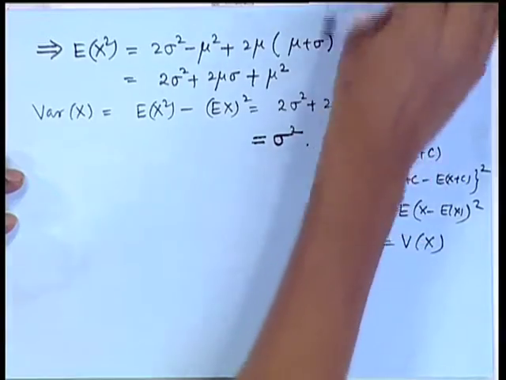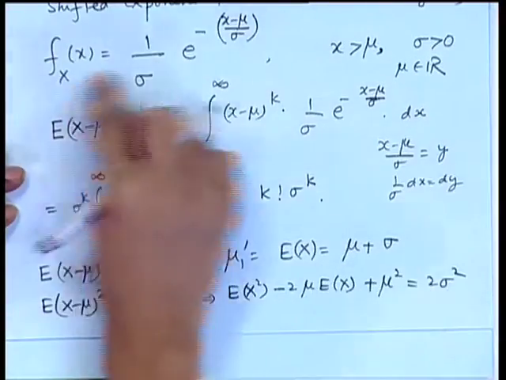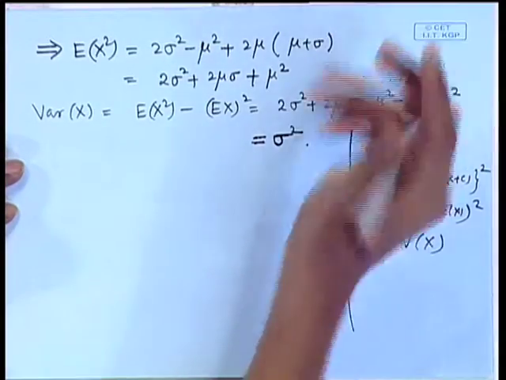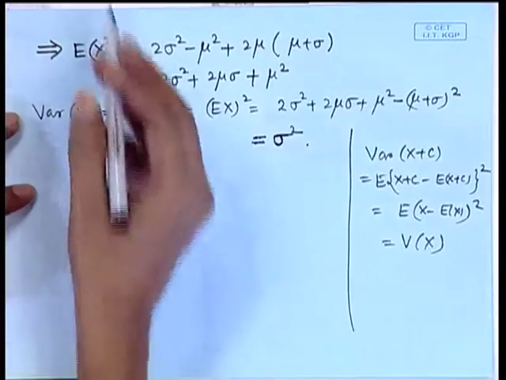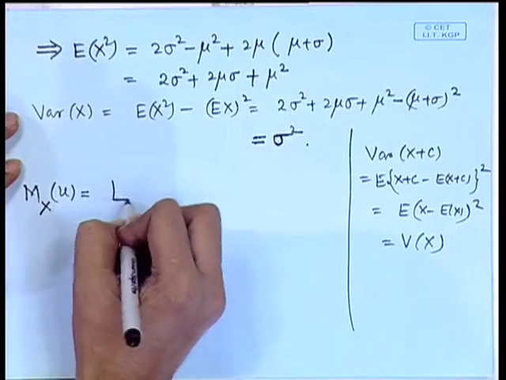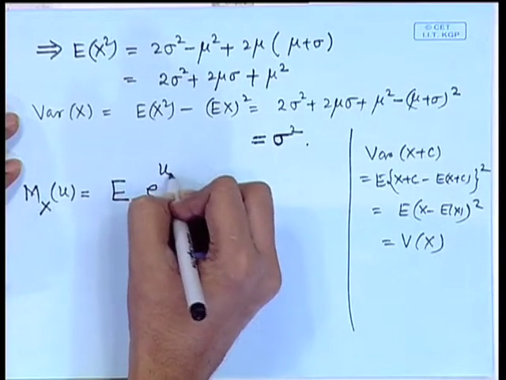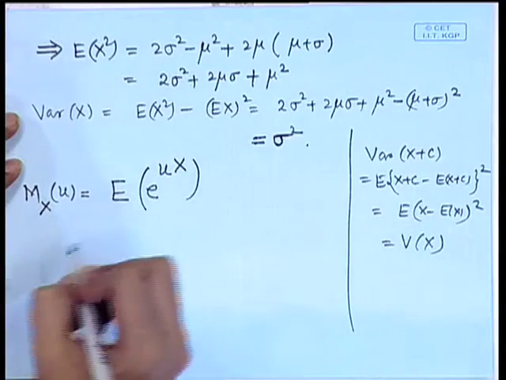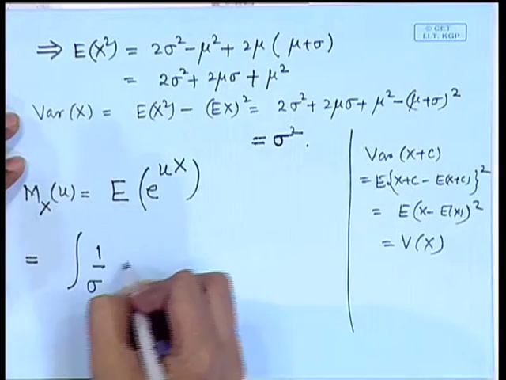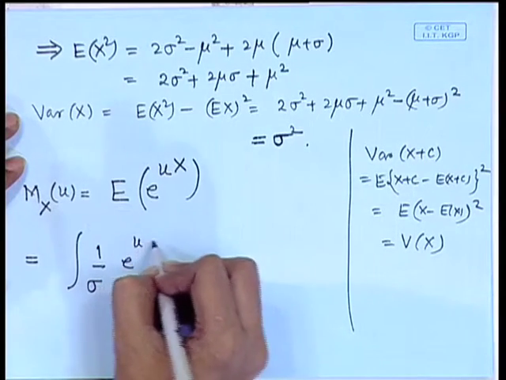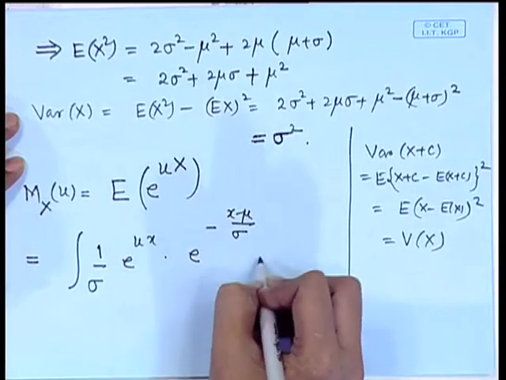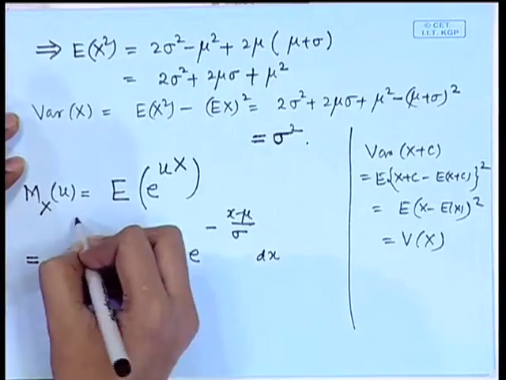We can consider here the moment generating function of this, and also the moment generating function of the original exponential distribution. So, let us look at this moment generating function at a point u. It is equal to the expectation of e to the power u x. So, this is equal to the integral of 1 by sigma e to the power u x e to the power minus (x minus mu) by sigma dx, from mu to infinity.